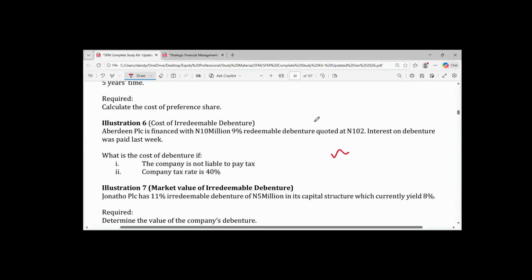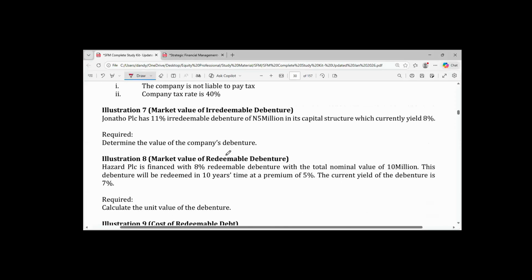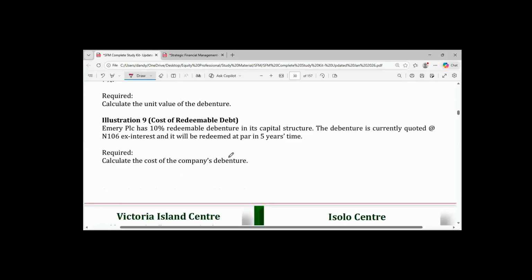So let's have an example to demonstrate cost of redeemable debts. Let's solve this illustration number 9, just as an example. We read: Emery PLC has 10% redeemable debenture in its capital structure. The debenture is currently quoted at 106 naira ex interest, and it will be redeemed at par in 5 years' time. You are required to calculate the cost of the company's debenture.